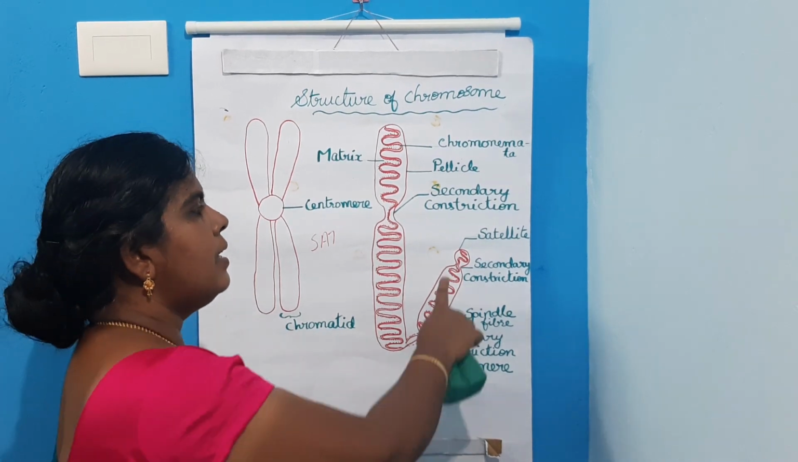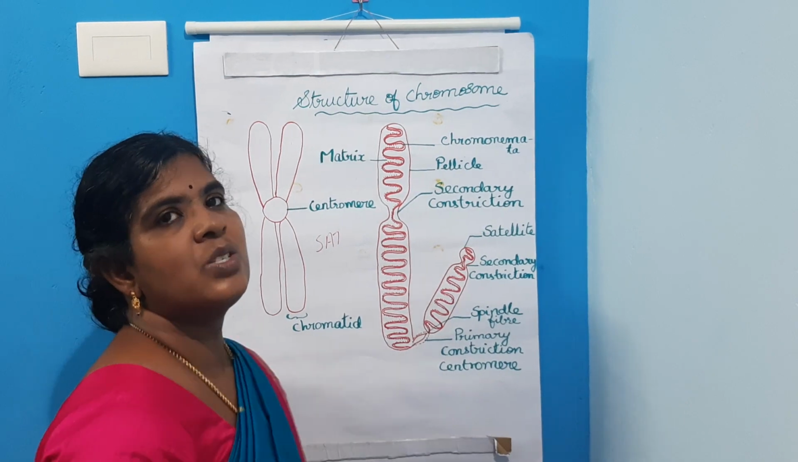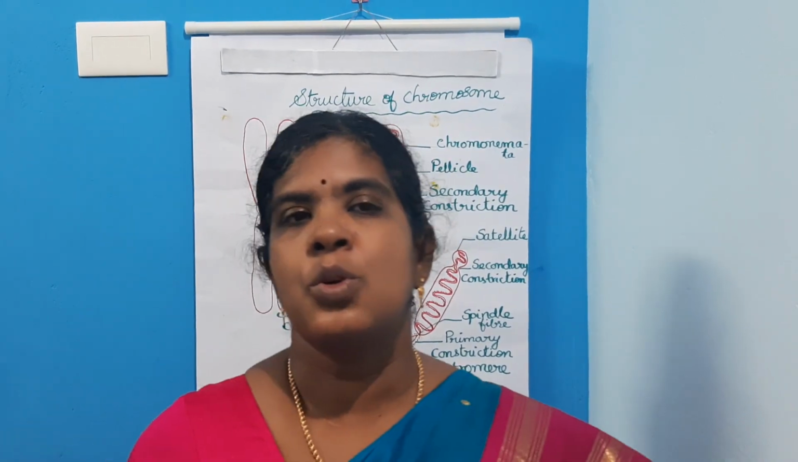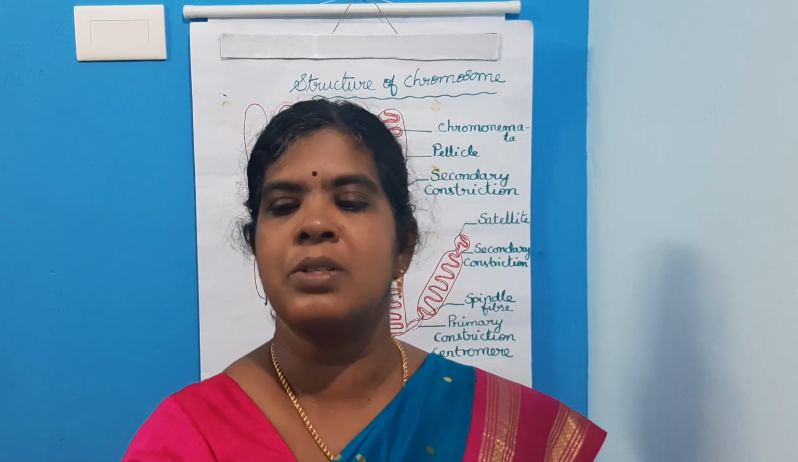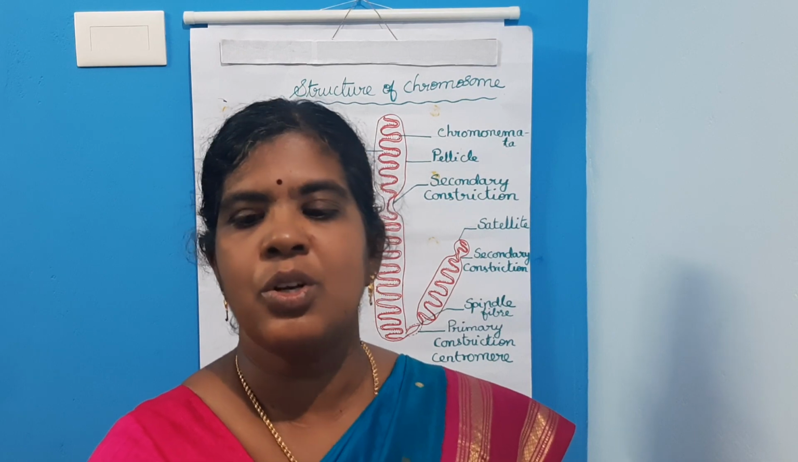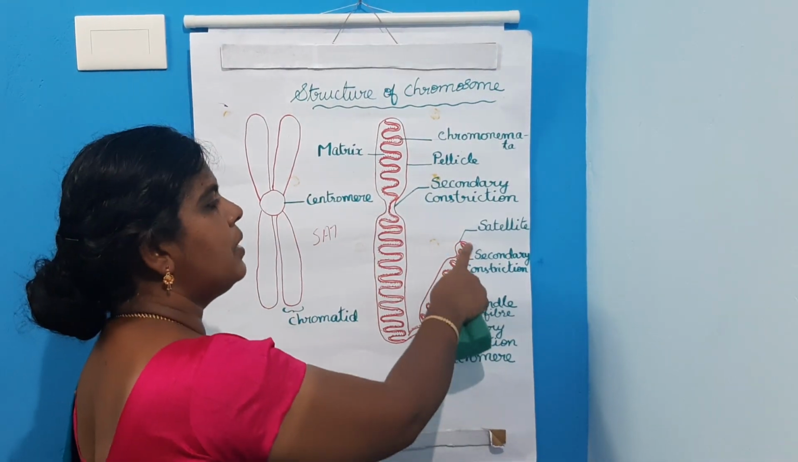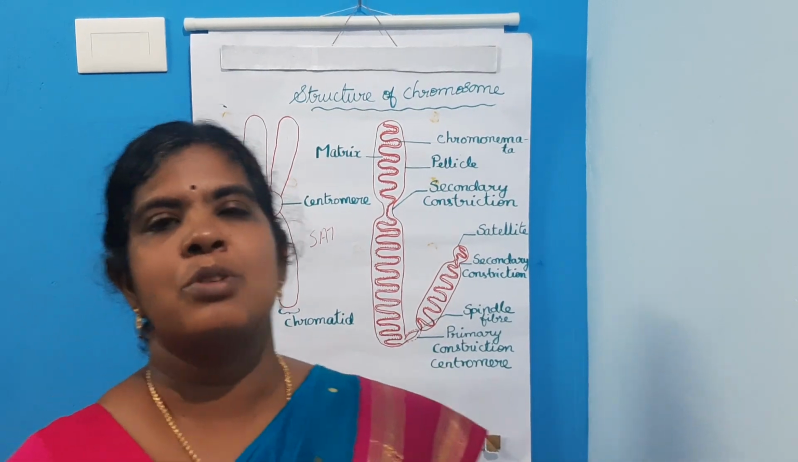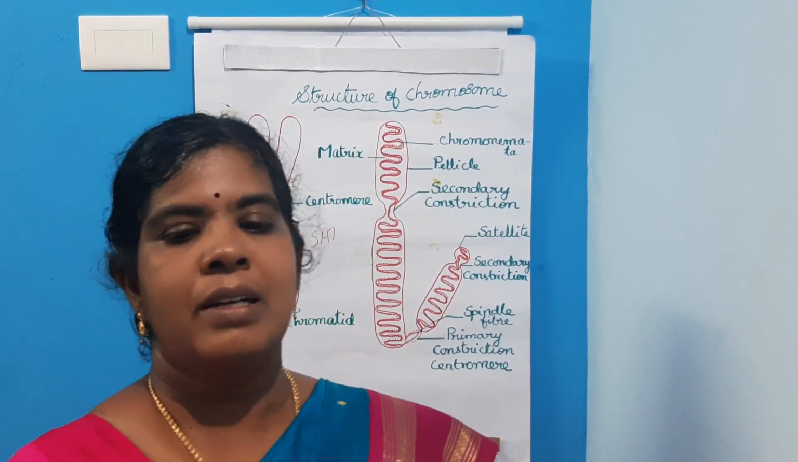Satellite, what about satellite? Some of the chromosomes have knob-like appendages, that is called satellite. The chromosomes having satellite are called SAT chromosomes. These are elongated knob-like appendages found at the end of the chromosome. Telomere is the terminal part of the chromosome. Okay, children, you have to learn these topics.